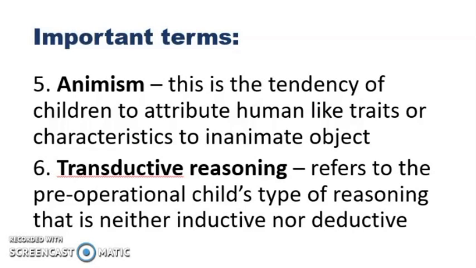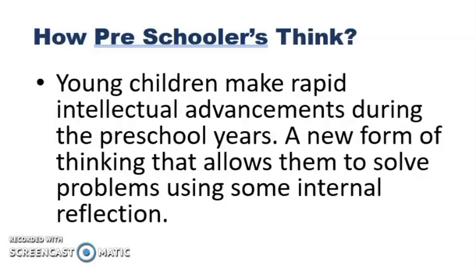So those are the 6 important terms or key concepts under intuitive or the pre-operational stages. Again, number 1 is symbolic function. Next, we have egocentrism. Number 3, we have centration. 4 is irreversibility. Number 5 is animism. And number 6 is transductive reasoning. Let us now go on here.